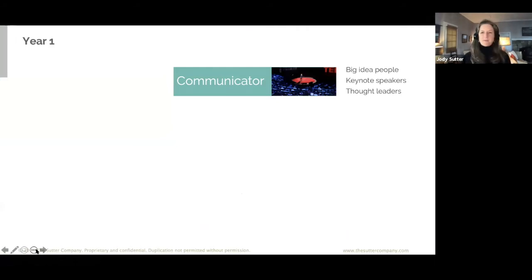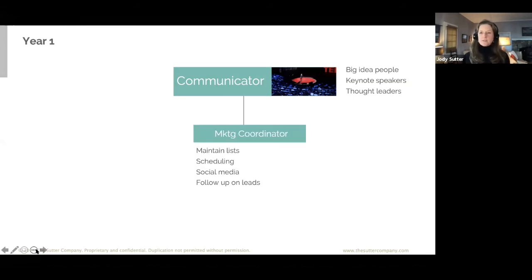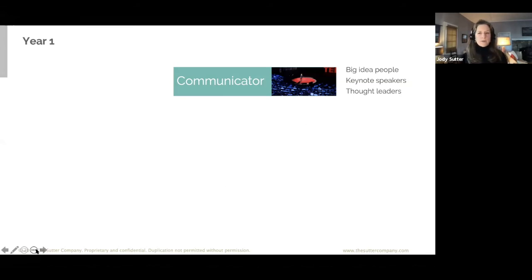I think if I had more time, maybe we could do 3-year plans for all 4 profiles. But I chose the communicator for 2 reasons. One, because communicators are actually pretty easy to build a business development program around, because they are willing to go out there and be a personality. But I also chose them because they don't necessarily align well with the typical sales activities that you think that most agencies should undertake. The communicators, they're big idea people, they're keynote speakers, thought leaders.